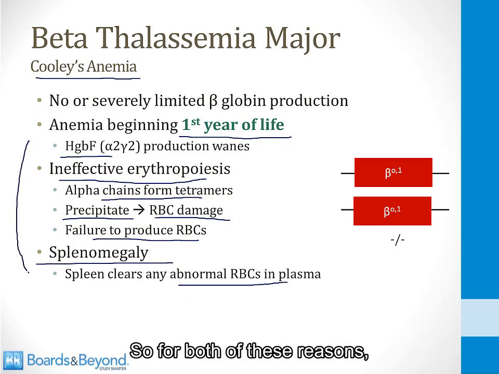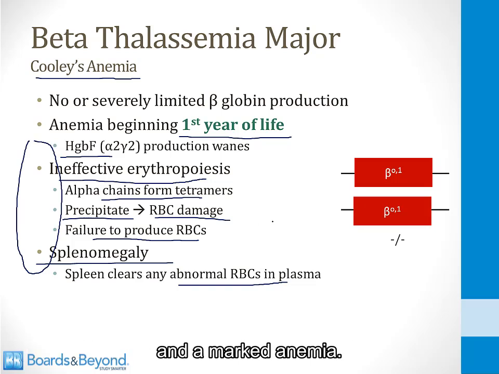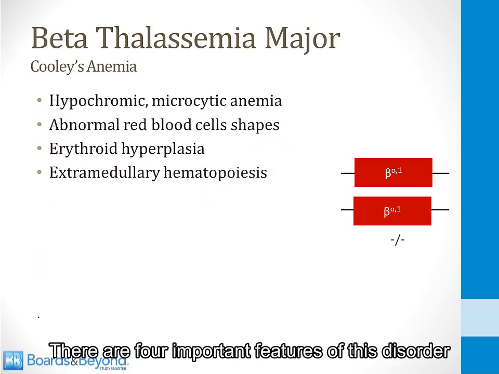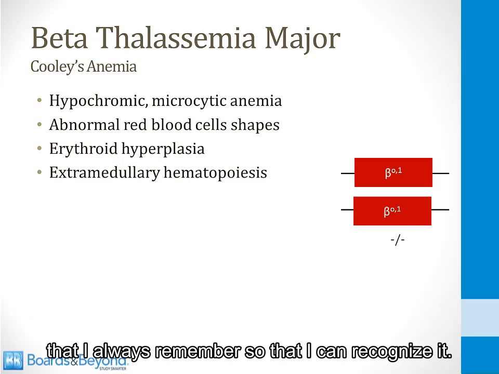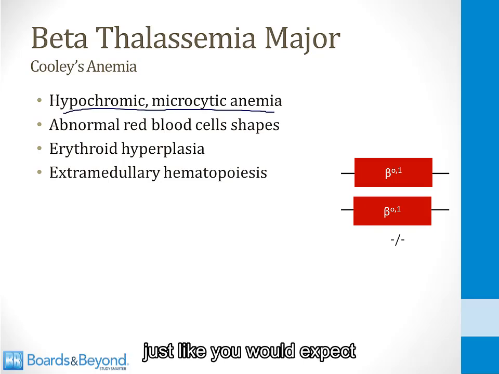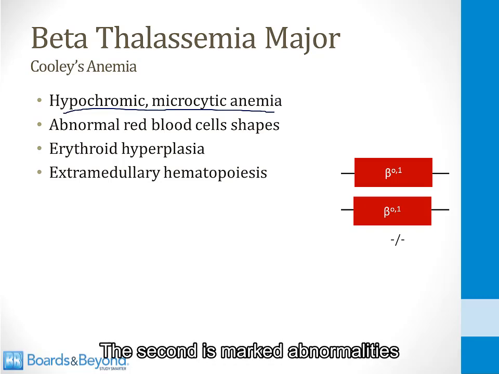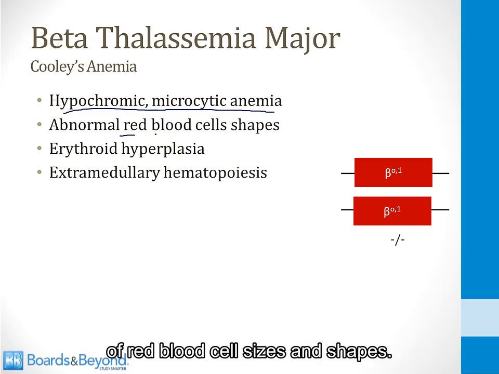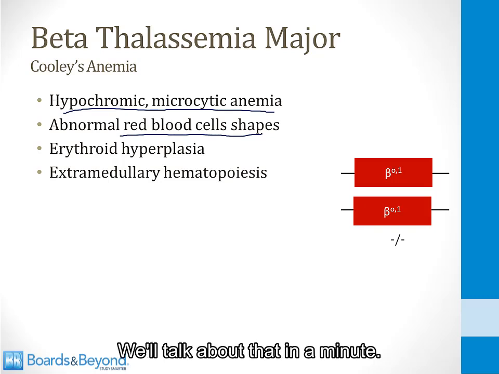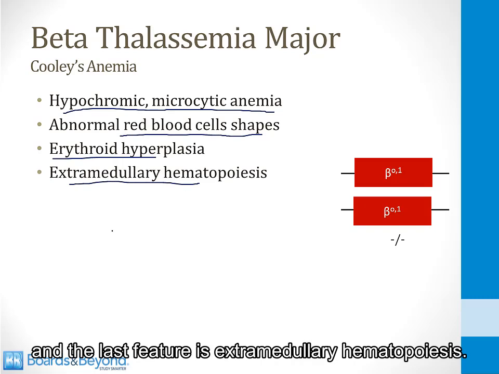So for both of these reasons, they will have a severely reduced red blood cell count and a marked anemia. There are 4 important features of this disorder that I always remember so that I can recognize it. The first is a hypochromic microcytic anemia, just like you would expect in a patient with underproduction of normal hemoglobin. The second is marked abnormalities of red blood cell sizes and shapes. We'll talk about that in a minute. The third feature is erythroid hyperplasia, and the last feature is extramedullary hematopoiesis.